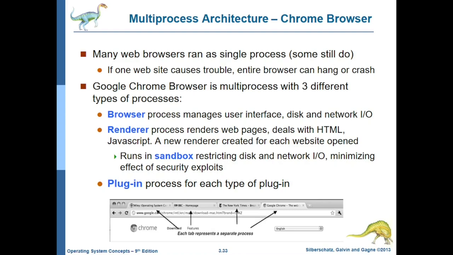The second process is the renderer process. It is the process that renders web pages, which means it converts the HTML, CSS, and JavaScript code into pixels on the screen. Each web page open in a tab has its own render process. In this way, if one web page causes trouble, such as an infinite loop or a memory leak, then it will not affect the other tabs or the browser process.